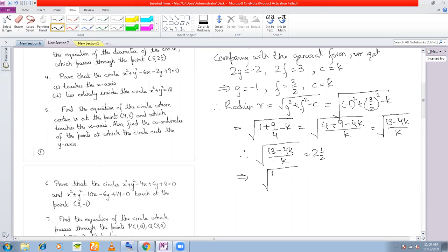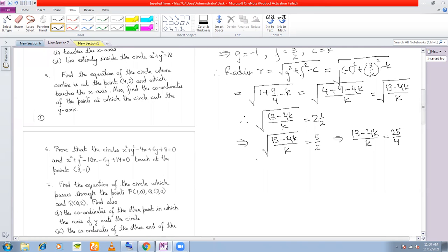Root over of 13 minus 4k divided by k is equal to 5 by 2. Square both sides to remove the radical. You get 13 minus 4k by k is equal to 25 by 4. Okay. Now you can solve this equation to get k is equal to -3. Okay, so that solves the first part of the question.